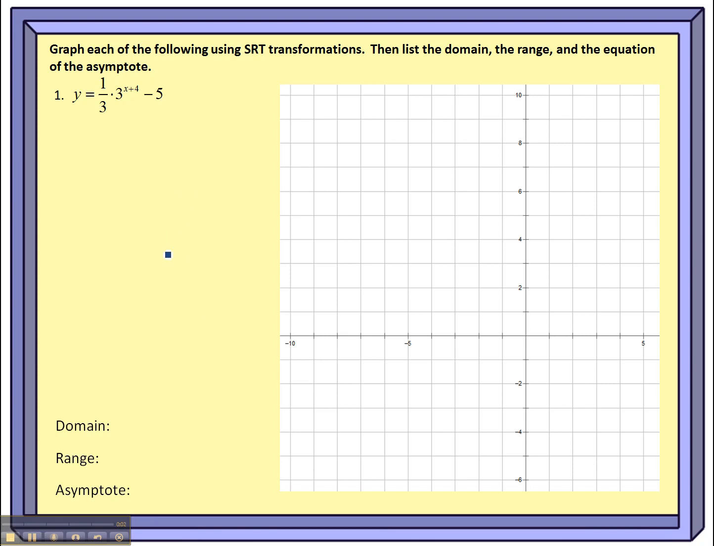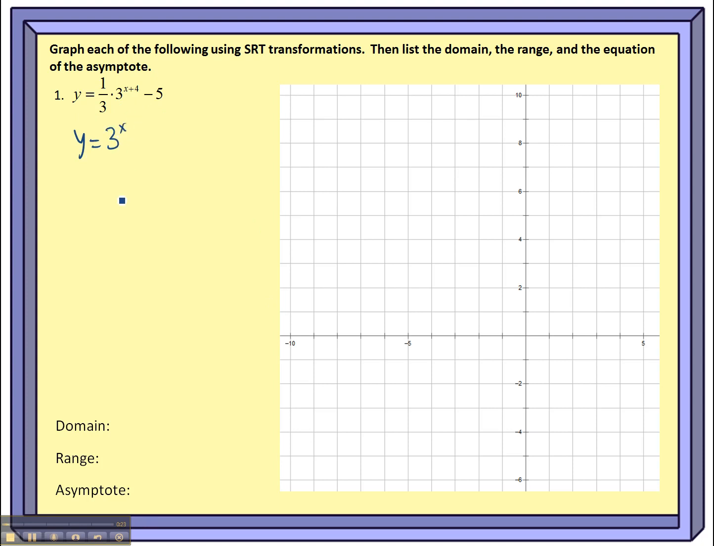All right, here's the first question on the graphing part, or the non-calculator part of the test. You're supposed to graph this exponential equation using only SRT transformations. Then we've got to see what the domain, the range, and the asymptote is. So the parent function here is y equals 3 to the x.